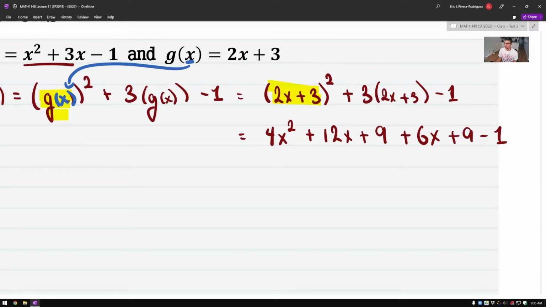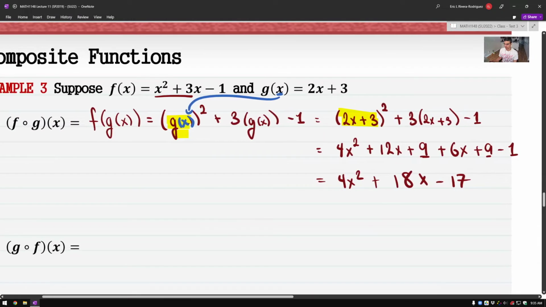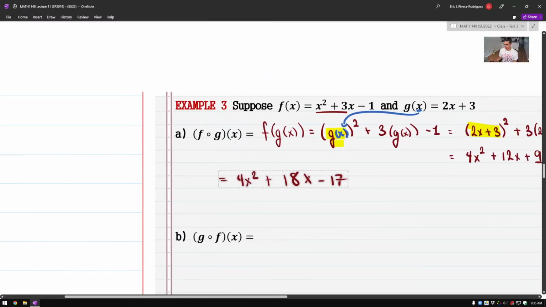The last thing that we need to do is to combine the like terms to simplify this. So I think I have here 18x, and then I have 9, that makes 18, minus 1, that makes 17. So this is the answer for the first one.